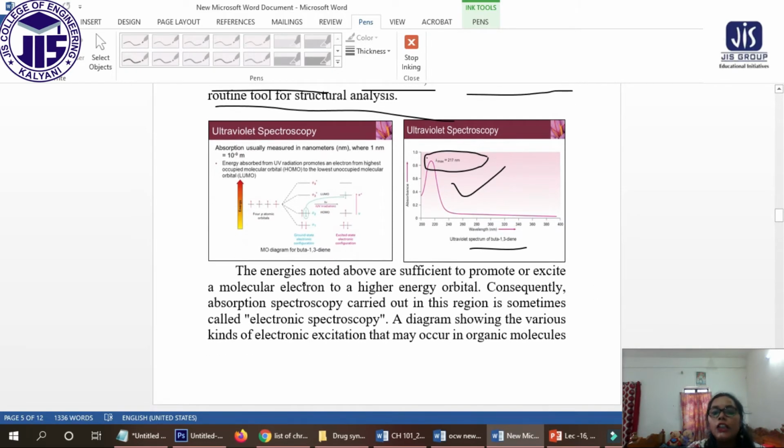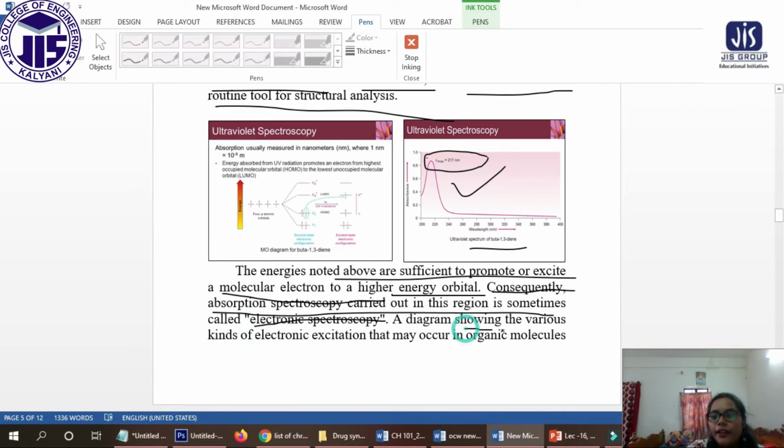The energies noted above are sufficient to promote or excite a molecular electron to a higher energy orbital. Yes, as I told you, if we provide the energy, the electron will be promoted to the higher energy level. But that is not its stable state. It again wants to come back to the ground state, and this is shown as a spectrum. Consequently, the absorption spectroscopy carried out in this region is sometimes called electronic spectroscopy.